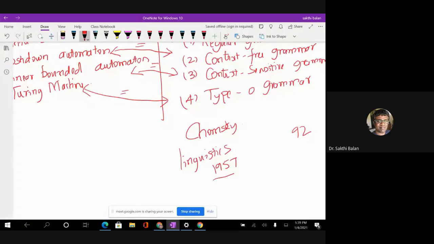1957 or so. So way back in 1957. So it is already like 63 years old. So that is the topic that we are looking at. It's a very old topic, but it constitutes the basics of computer science.